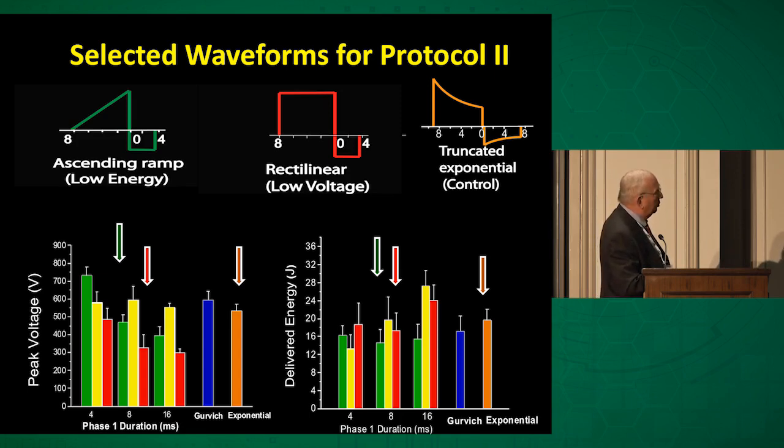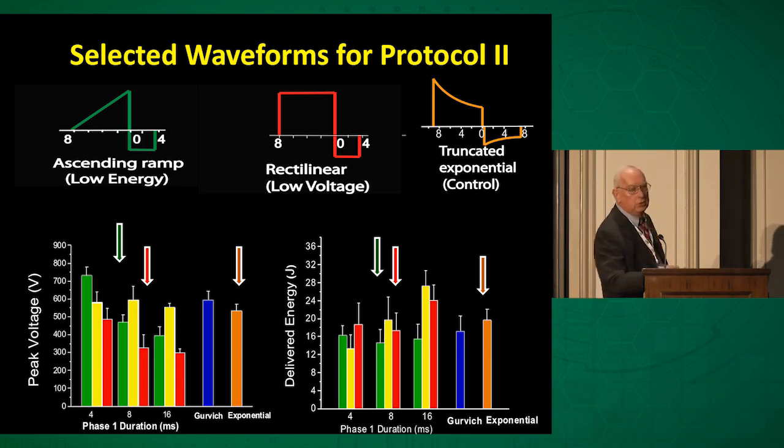We also looked at the 16, 8, and 4 millisecond descending biphasic waveforms. We looked at 16, 8, and 4 millisecond square wave, rectilinear, because this, in theory, is the waveform that defibrillates with the lowest voltage. Here's a Russian waveform, the Gurvich, which is a form of biphasic, and here's our control, our truncated exponential biphasic. This is a typical waveform for an ICD.